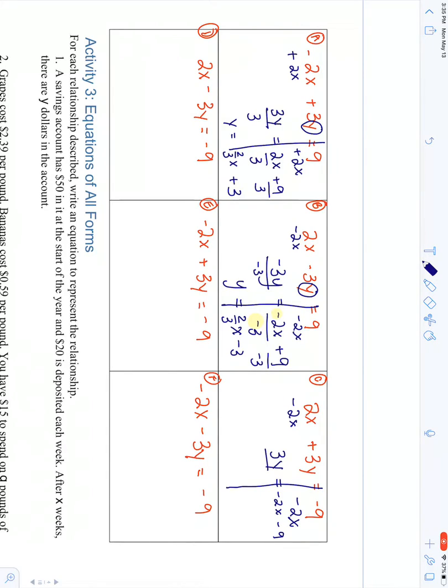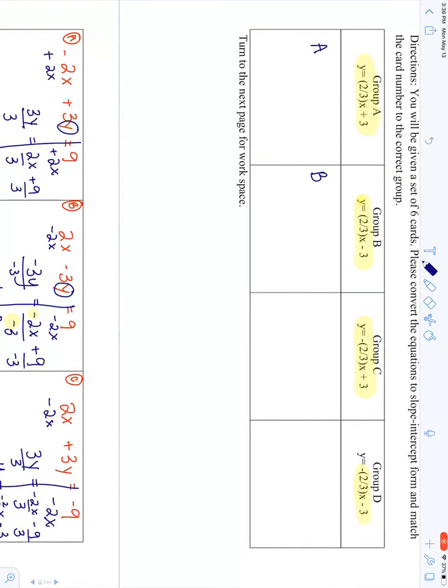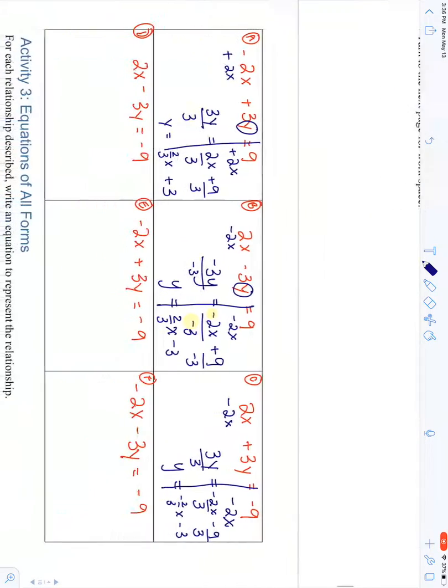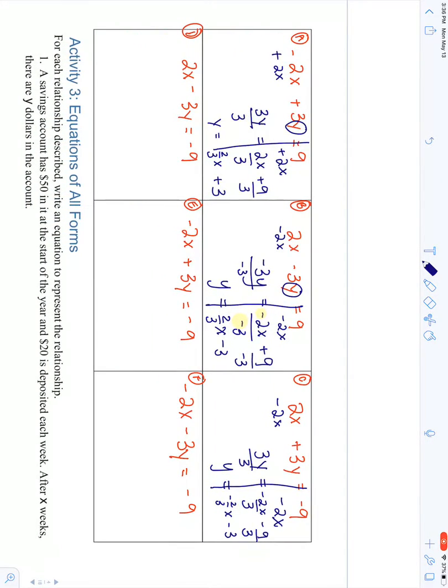So now we're going to divide everything by 3. And because we're dividing by a positive number, everything's going to keep its sign. So this is negative 2/3 x minus 3. So both the slope and the y-intercept are negative, which is the same as group D. So card C is going to go in group D.